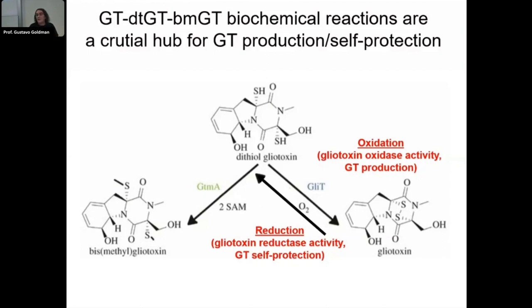Because they are not dealing with a biosynthetic pathway, they just need to get rid of the gliotoxin. We don't know exactly how the non-producers detoxify dithiol gliotoxin. Probably there are other methyl transferases inside the genome that can help to detoxify. That's not very well studied. Normally people study only the producers.